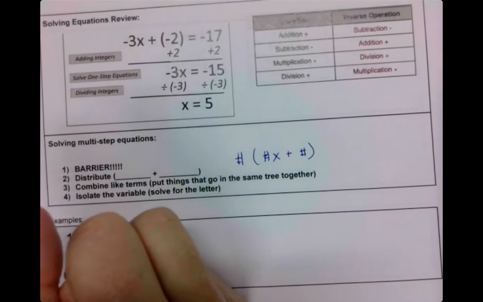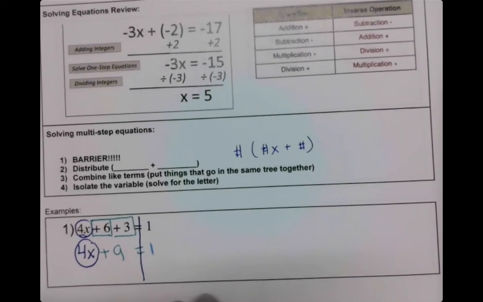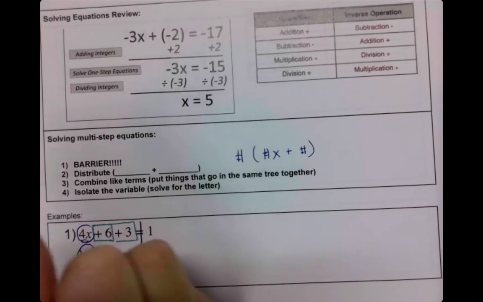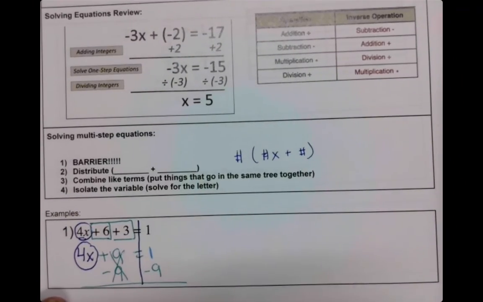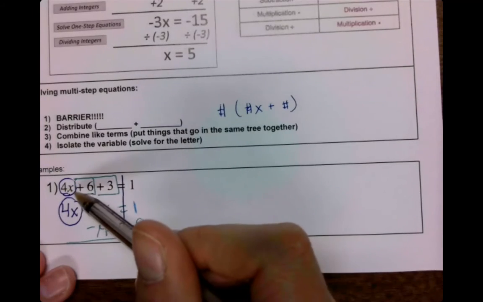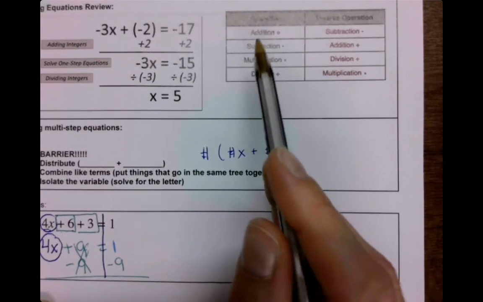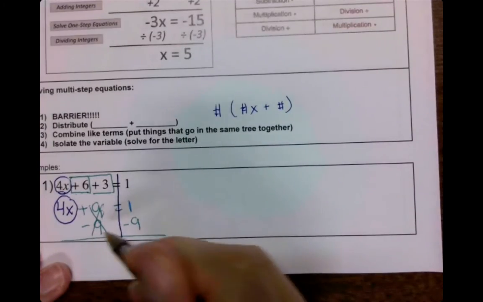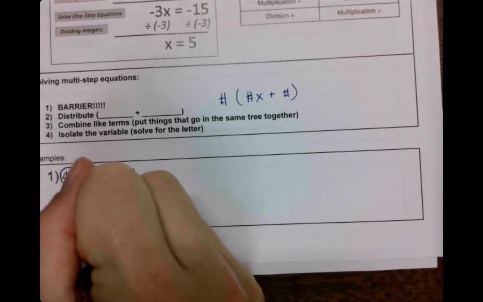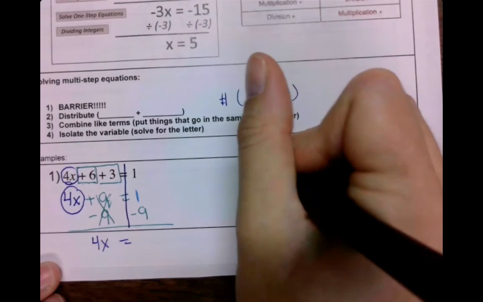I want to get this alone. So what do I need to do to both sides? Subtract 9. And if I lost you here, try to look back. Remember, we added these two together to get 9. The inverse of plus 9 is going to be minus 9. So I minus 9 here and here. That leaves me with a 4x right here. And then 1 minus 9.